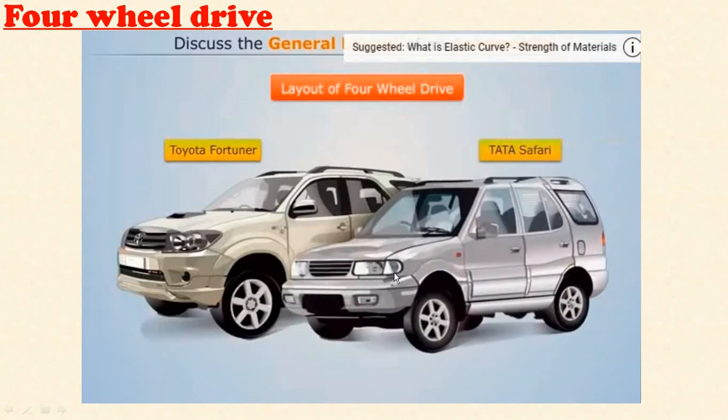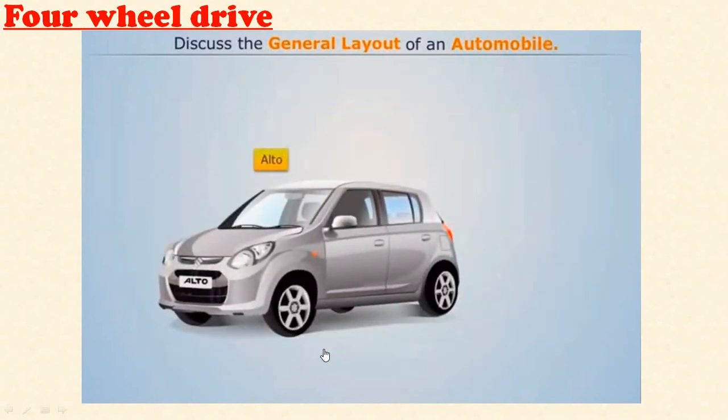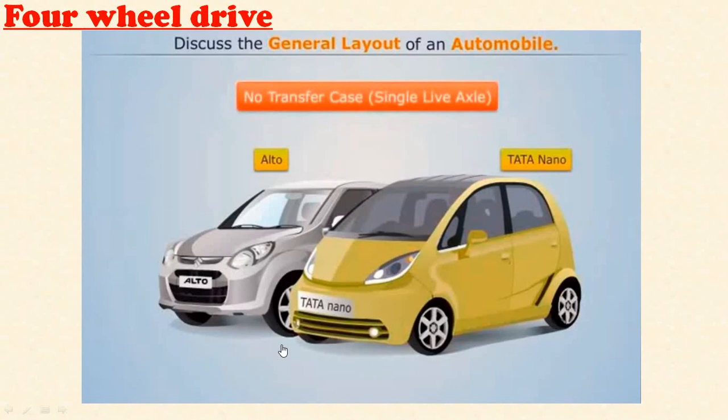Now, examples of the layout of four-wheel drive: it is used in the Tata Fortuner and Tata Safari SUVs. They mostly use four-wheel drive to get better traction. For better efficiency we can use the Alto and Tata Nano; the Alto is front engine front wheel drive, and the Nano is the example of rear engine rear wheel drive. No transfer case is required, only a single live axle, front or rear, depending on the engine position, or front engine rear wheel drive can be used. So these are the types of drives, which we already saw in the introduction of the first unit.